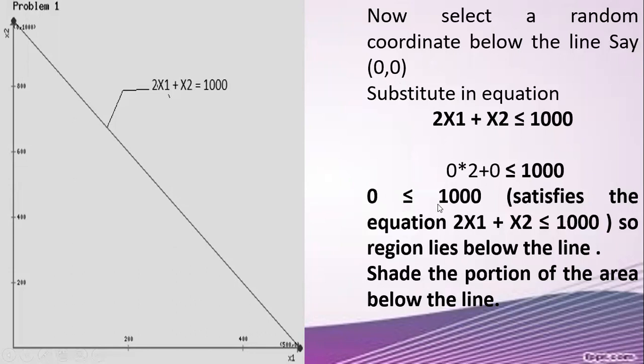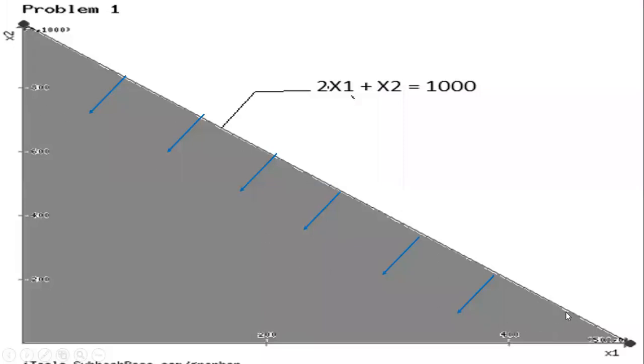So is this condition true? Yes, 0 is less than or equal to 1000. So it is satisfying the condition, that is less than or equal to. If it satisfies, then my area will be below this line. So I have to shade this portion. So my satisfying region will be whatever that is done in the color.